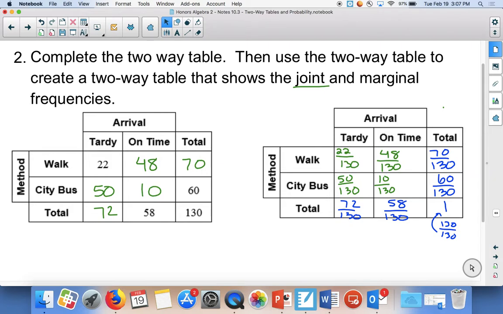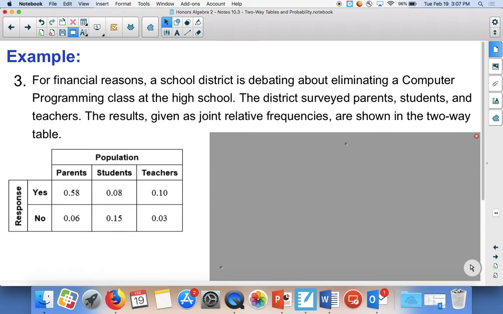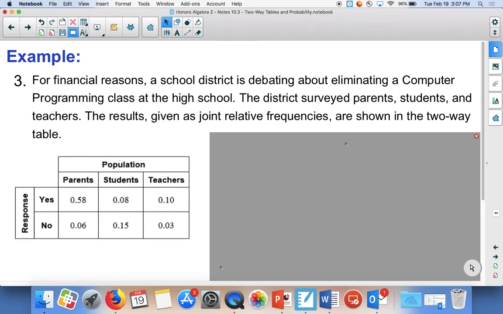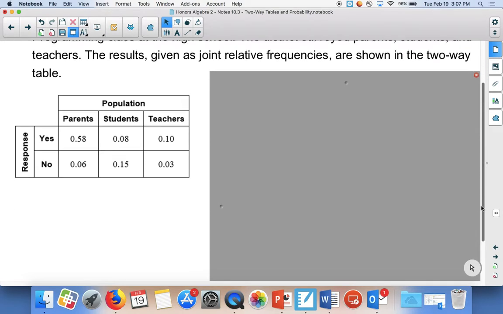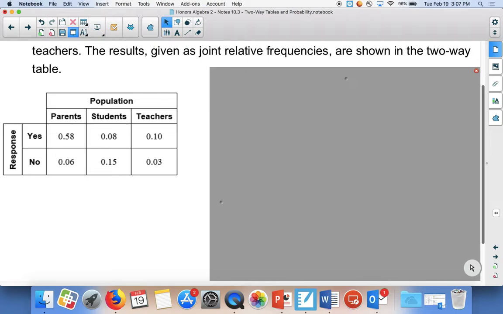All right, last example. So for financial reasons, the school district is debating about eliminating a computer programming class. The district surveyed parents, students, and teachers. Below are the results of that survey. Here's your two-way table. One thing that is missing, though, you will notice we do not have the totals. So let's take a second and total these up.